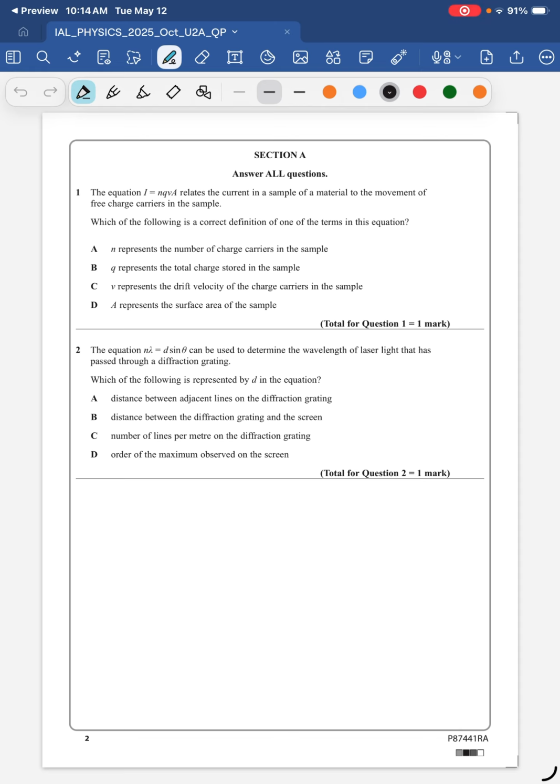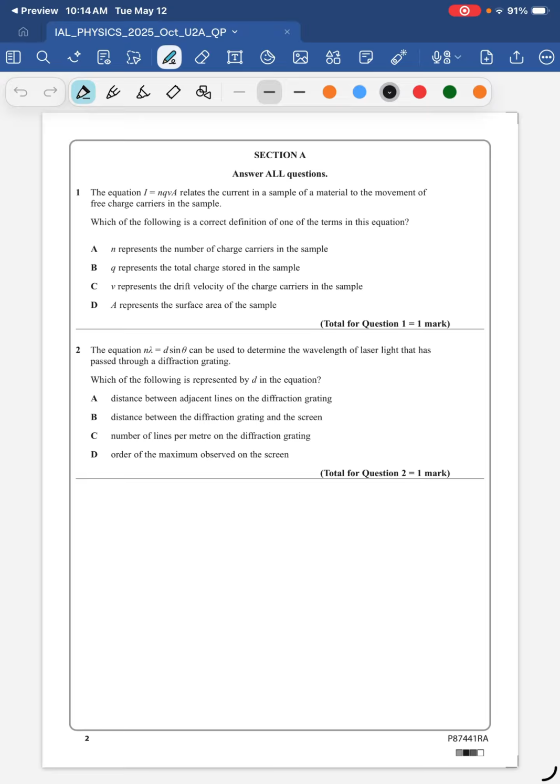to the movement of free charge carriers in the sample. Which of the following is a correct definition of one of the terms in this equation? So n represents the number of charge carriers in the sample. That's wrong, actually. It represents the number of charge carriers per volume in the sample. So q represents the total charge stored in the sample. That's wrong. That's the charge of the charge carrier.